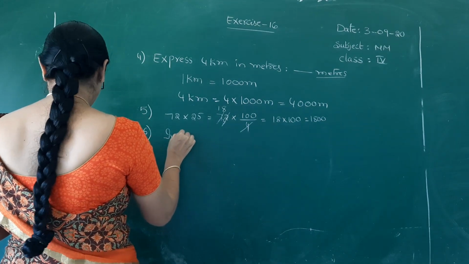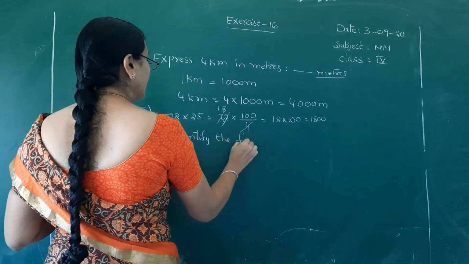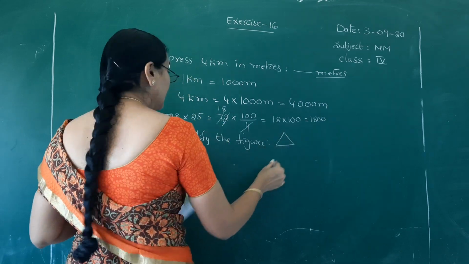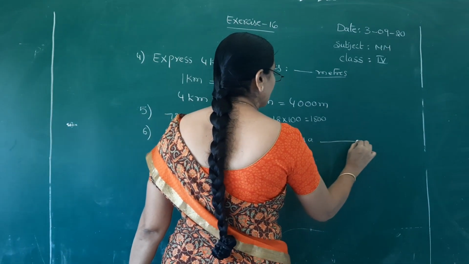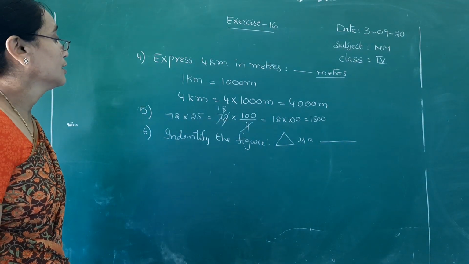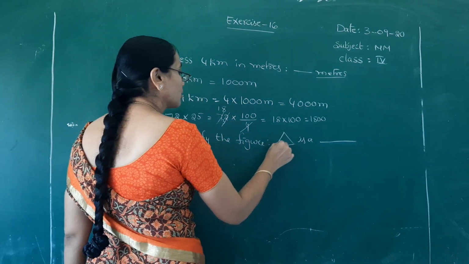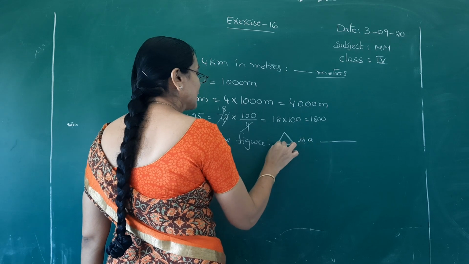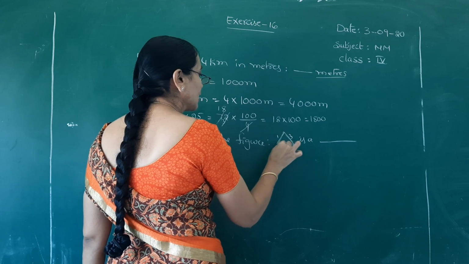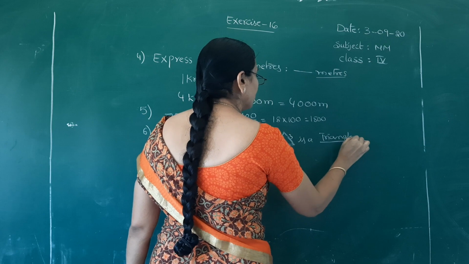Identify the figure. Identify the figure. It is a well-known figure for you. In every class you learn this figure. It is a 3-sided closed polygon. How many sides here? 3 sides. 1, 2, 3. And it is closed. A 3-sided closed figure is called a triangle. This is well known for all.